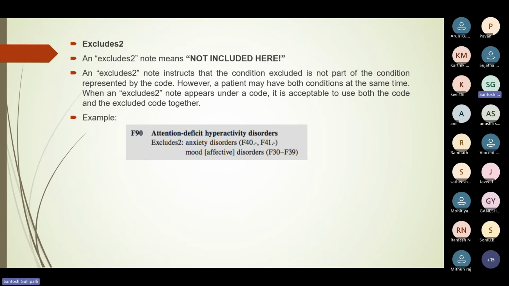For example, the patient comes for altered mental status. In the physician's final impression, attention deficit hyperactivity disorder and anxiety disorder are both documented. At that time you can code both conditions separately, because anxiety disorder is under the Exclude 2 note. Exclude 2 notes means you can code both conditions separately. So understand the difference between Exclude 1 versus Exclude 2.